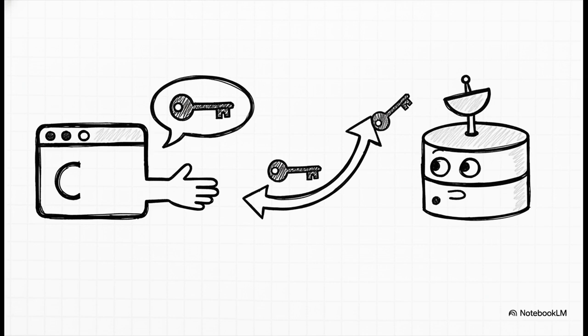It all kicks off with the client's challenge. Your browser sends what looks like a normal HTTP request, but it's got this special header tucked inside: Sec-WebSocket-Key. This is basically the browser's secret password, a way of saying, hey, I'd like to upgrade this boring conversation into a full-blown WebSocket.